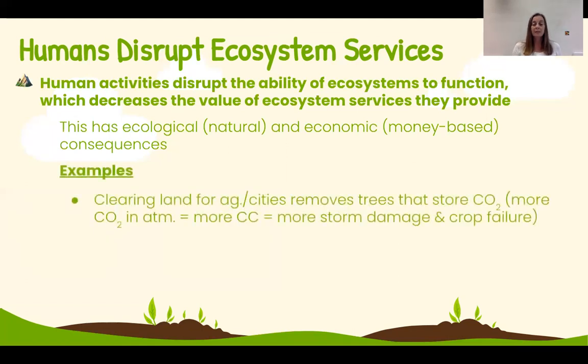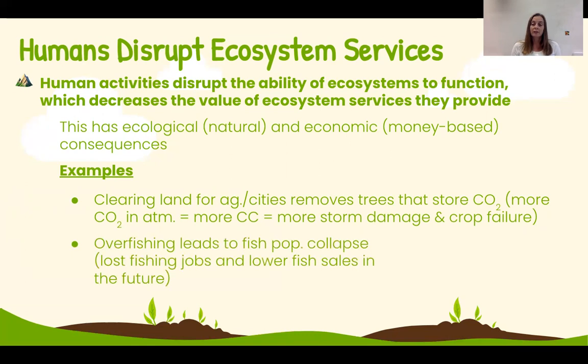So as an example, when we clear land, whether that's for agriculture or to build a city, if we clear cut, that's going to remove trees. Those trees store carbon dioxide. That's going to mean that there's more carbon dioxide in the atmosphere, which is going to lead to increased climate change, which is going to cause more storm damage and crop failure.